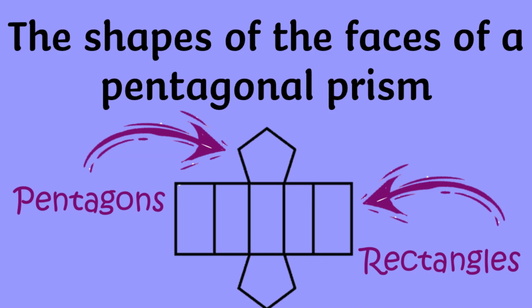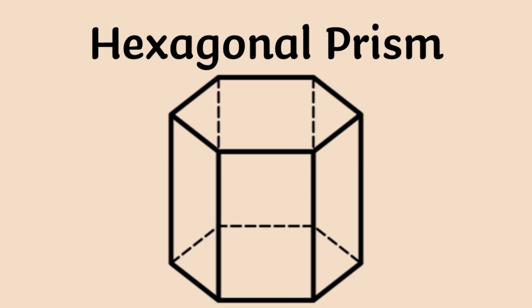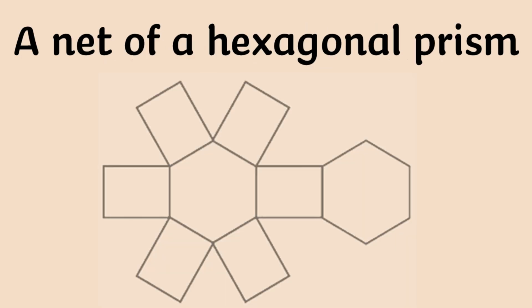See if you can do the following prisms by yourself. Here we go. We have a hexagonal prism. What do you think the net looks like? Like this? Do you see that the net of this hexagonal prism looks different? That's because there are many ways to draw the net of an object.